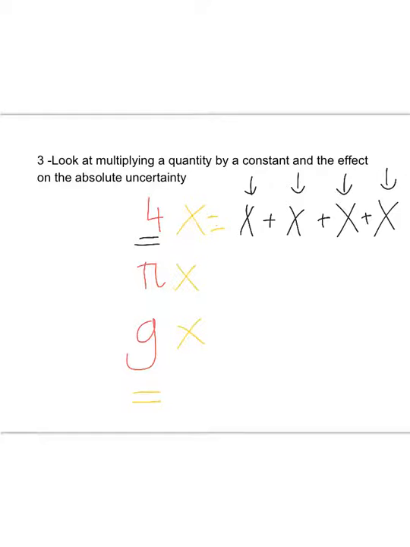See if you can figure it out. What do you think the rule is for multiplying a quantity by a constant? Have a go, have a guess. Stop the video.